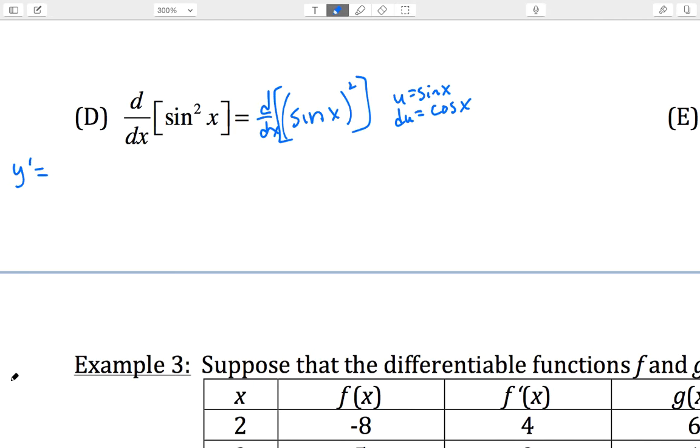This is what I do. y prime equals 2 sine x, that's the derivative of the outside, times cosine x. When I'm doing it, I just go ahead and do it without writing all that out. So if you can see it, do it. If not, keep organizing. Okay? Do you see where everything came from? This is f prime of u, and this is u prime.